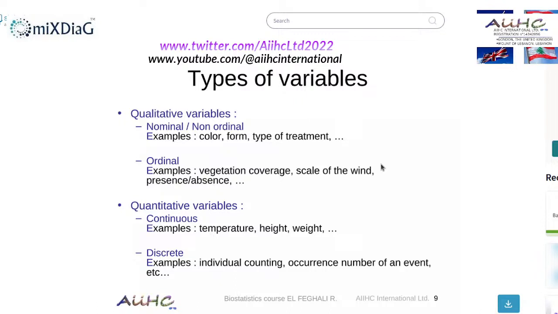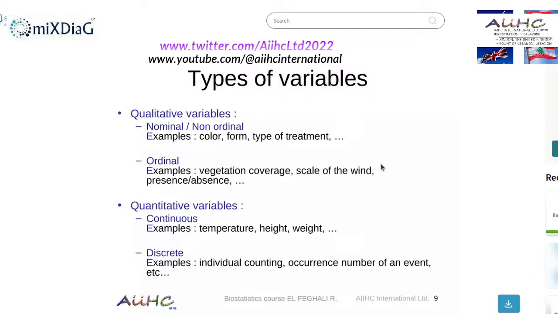So, anyway, ordinal: it's vegetation coverage, scale of the wind, presence, absence. So here you could see, in fact, with ordinal you have predefined levels. Presence or absence, there are two. But type of treatment, you can have 100 types of treatments, for example, so it's not really ordinal. Whenever you have an ordinal, it's a category. You have a scale of the wind, like we've said, small, medium, high, and so on.